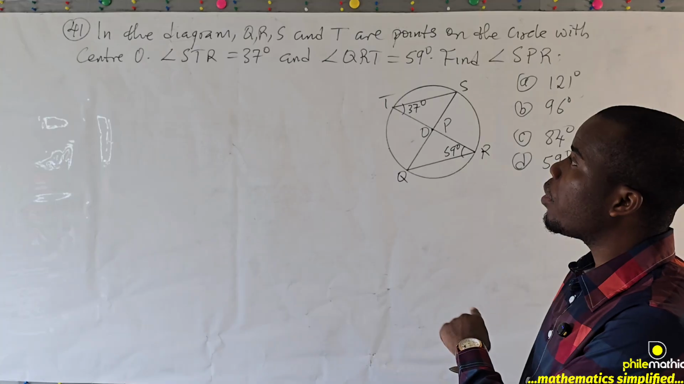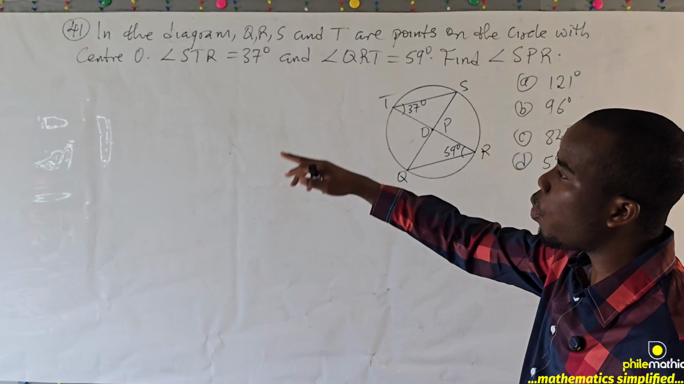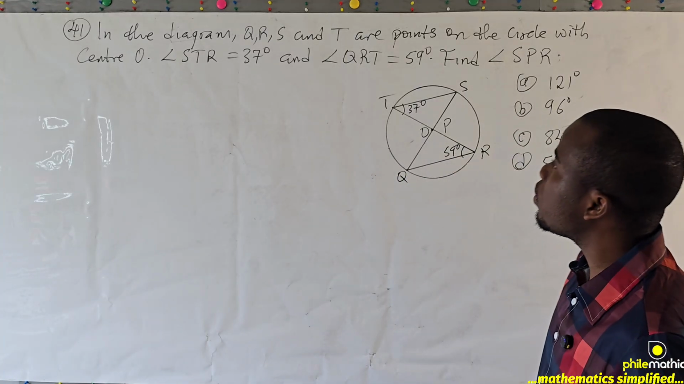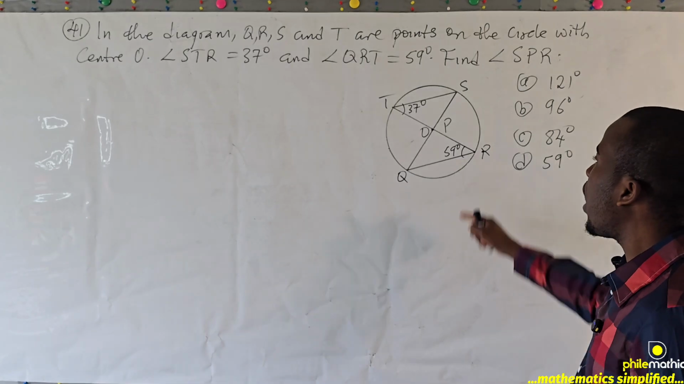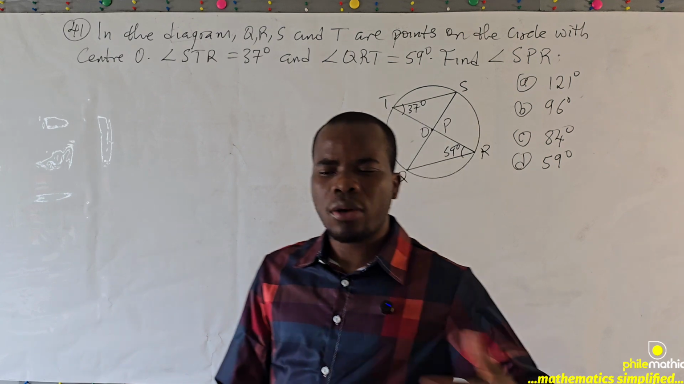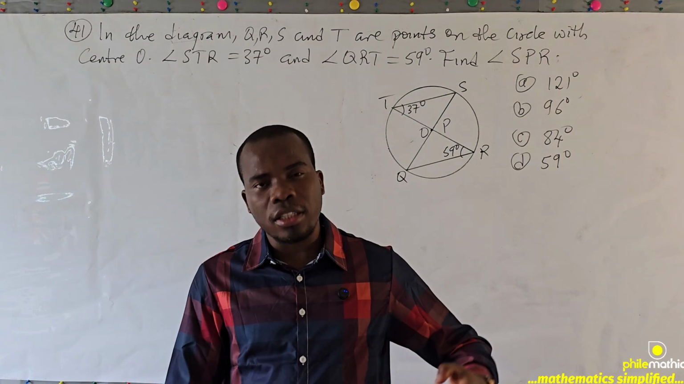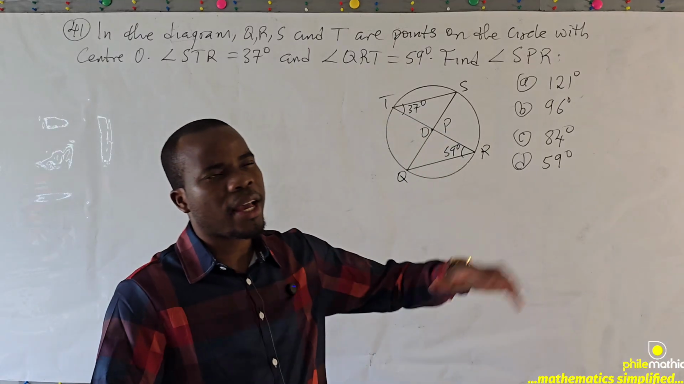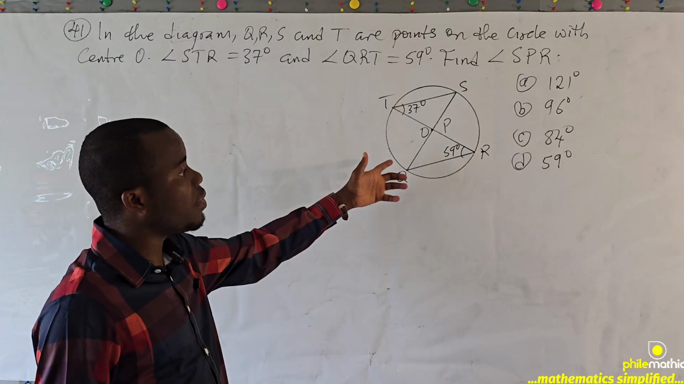In the diagram, Q, R, S, and T are points on the circle of center O. Angle STR is 37 degrees and angle QRT is 59 degrees. Find angle SPR. One of the things I have observed about circle theorem is that it's very easy if you have the theorems at your fingertips and if you have other theorems backing plane geometry. The answer is just staring at you in the face.